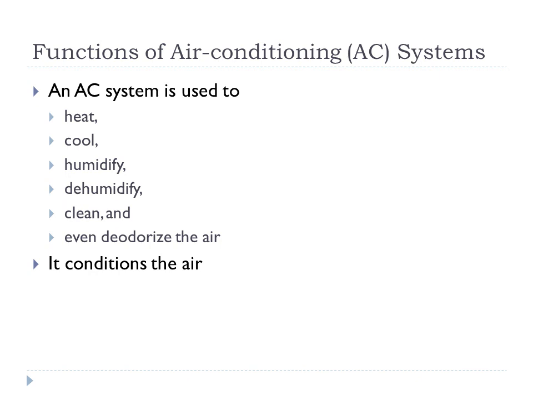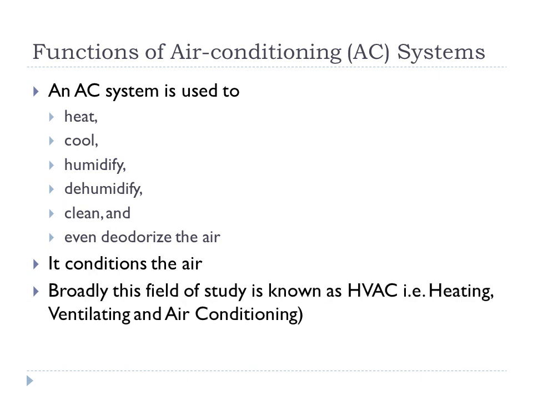When the temperature of air is very high, an AC system is used to cool it down, or it is required to dehumidify when we have a large amount of moisture in the air. So an AC system is expected to carry out all these functions like heating, cooling, humidification, dehumidification. So basically an AC system conditions the air. Broadly, this field of study is known as HVAC, that is heating, ventilating and air conditioning.